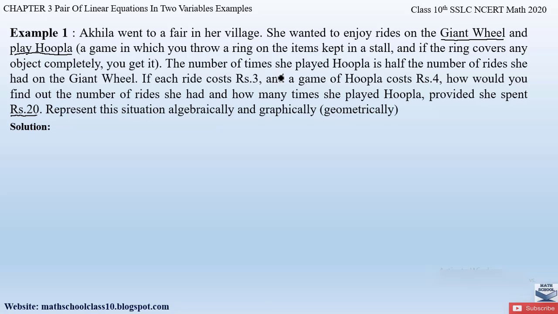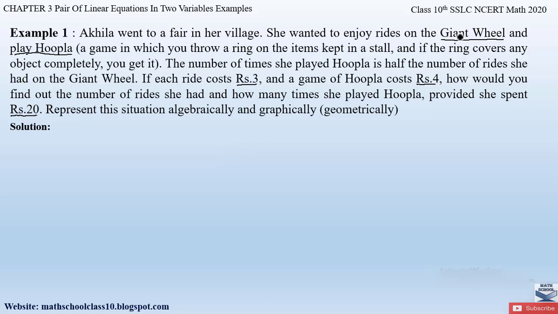Let us find out. It is given the number of times she played hoopla is half the number of rides she had on the giant wheel. Each ride of giant wheel costs her rupees 3 and a game of hoopla costs her rupees 4. So now we have to find out the number of rides she had and how many times she played hoopla with the amount she had, that is rupees 20.